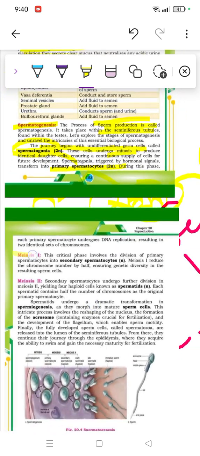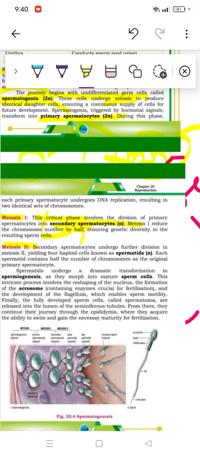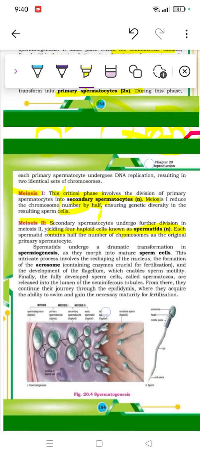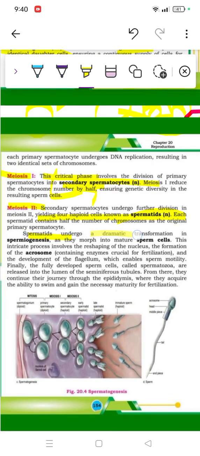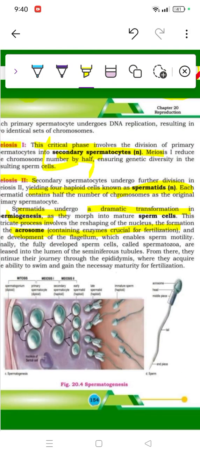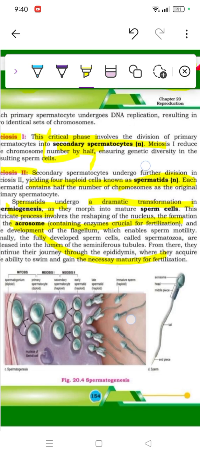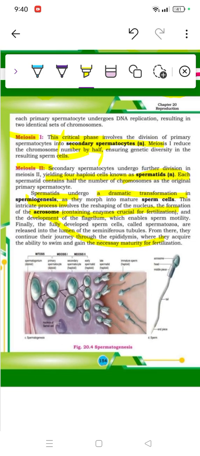Then they go through meiosis 1 and meiosis 2. In meiosis 1 the chromosome number is halved, forming secondary spermatocytes. Meiosis 2 yields four haploid cells called spermatids. These spermatids undergo a dramatic transformation called spermiogenesis, and here comes the acrosome, which contains crucial enzymes for fertilization and is the first part to enter the female reproductive tract. Then we have developed sperm, spermatozoa, which undergo maturation.